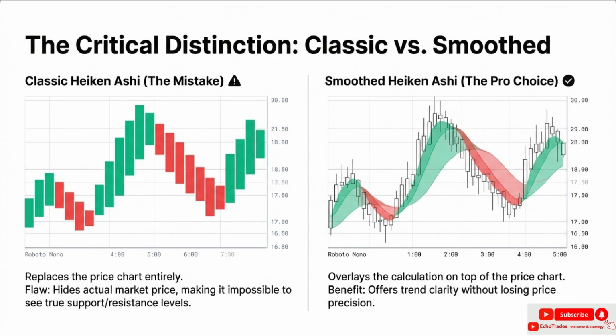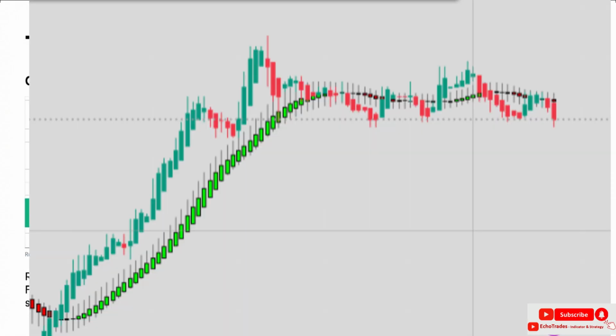This is a huge problem because it hides the actual market price from you, so you can't see true support and resistance levels. But on the right, that's the pro's choice, the smoothed Heiken Ashi. This genius little tool overlays the calculation right on top of the real price chart. You get the best of both worlds, that beautiful trend clarity without losing that critical price precision.